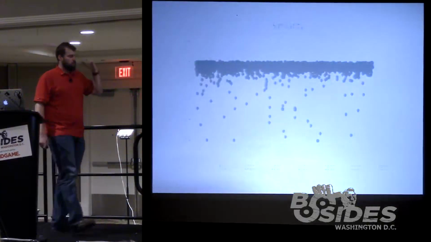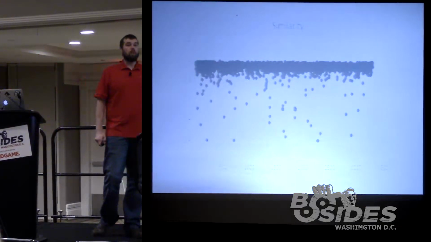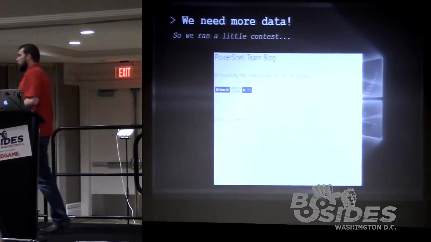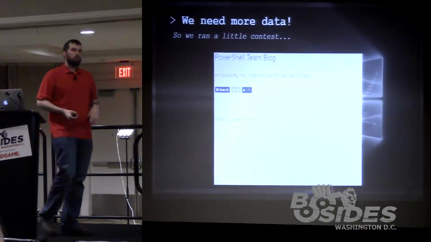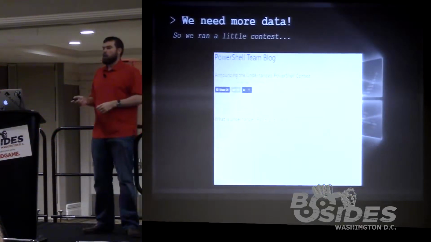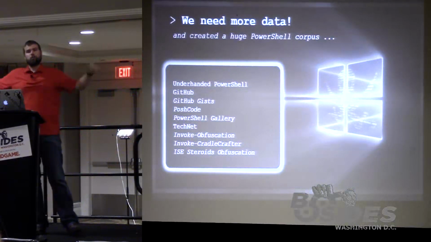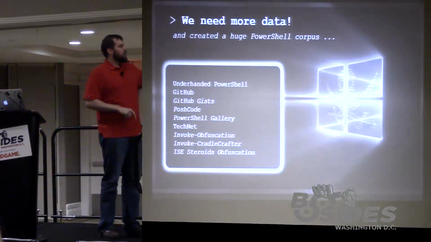This is great on just 3,400 scripts, but as Lee and I started to do this research, we said we need a lot of data. We need as much data as we can possibly get our hands on. So a year and a half ago, Microsoft put out this contest called Underhanded PowerShell, basically inviting people from the community to submit obtuse and obfuscated PowerShell to evade certain checks. That was a little bit of data, but then we really wanted a huge corpus of data. So we started with the Underhanded PowerShell data, GitHub, Poshcode, all this stuff.